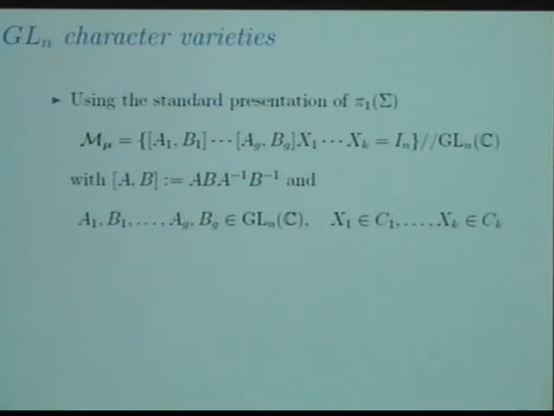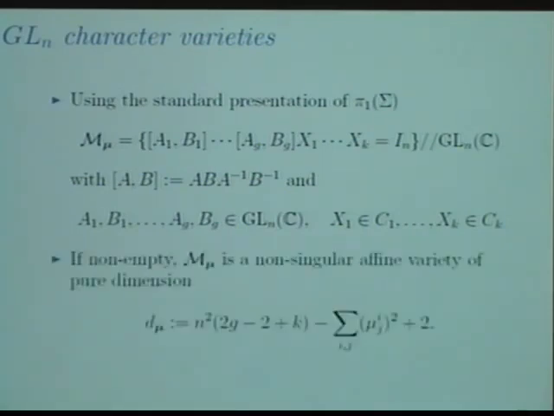Here's where we have to be more careful as to what exactly it means to take the double bar quotient, but that's our variety. And if we take the conjugacy classes to be generic, then we can see that if it's not empty, which is not necessarily a simple thing to verify, the variety is a non-singular affine variety of pure dimension given by this huge expression. If anything else, this expression is fairly large.